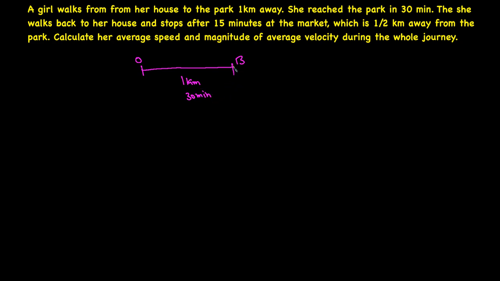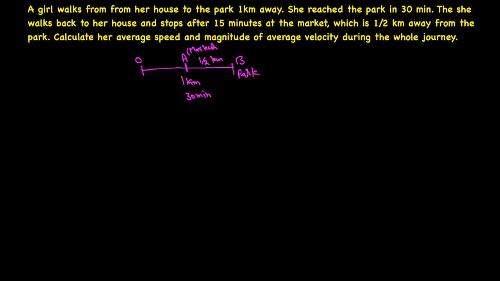And then she traveled back towards her house, but she stopped at the market, which is half kilometer from the park. So this is park here, and this is market. I'm gonna mark it A as market, which is 1/2 kilometer from the park. Now we need to find the average speed and average velocity. Okay, so let's go over it one by one.